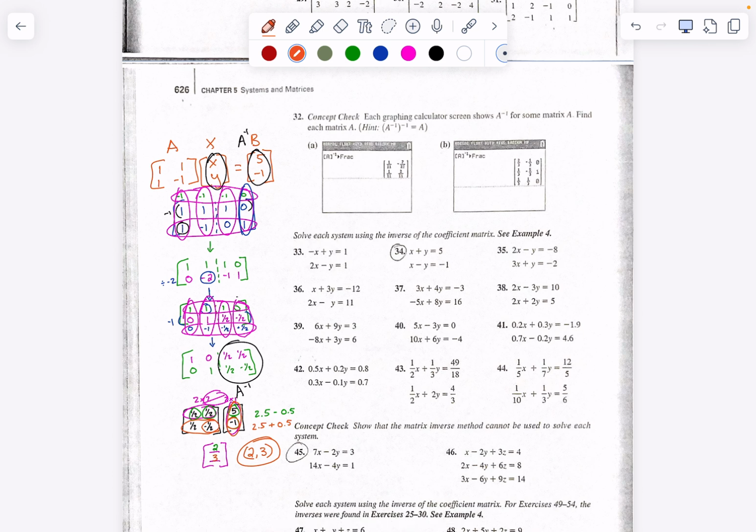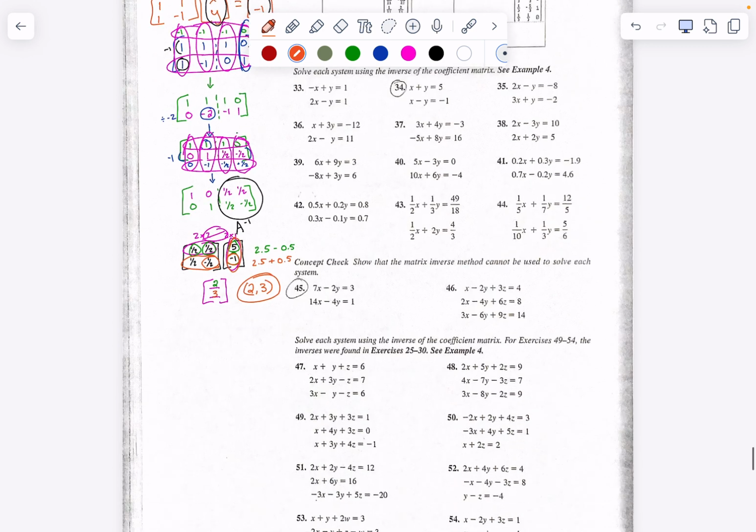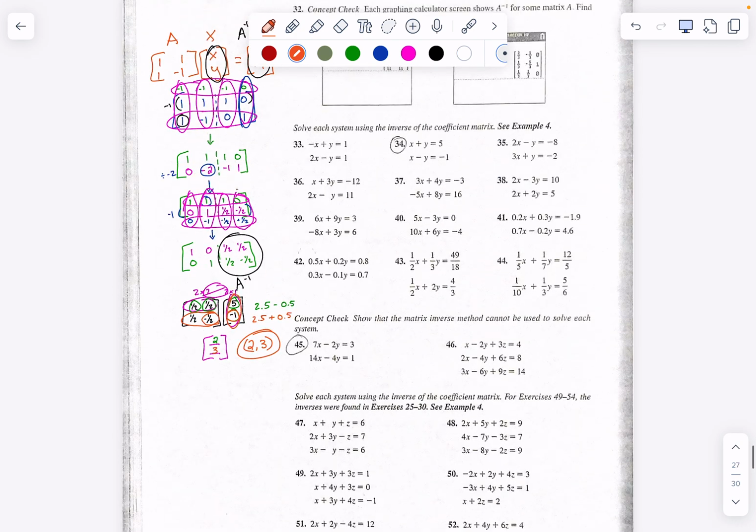How fancy. That's 34. You betcha. That was a little bit nicer than the one in the notes, I think, maybe. Can we do 45? Sure, we can.